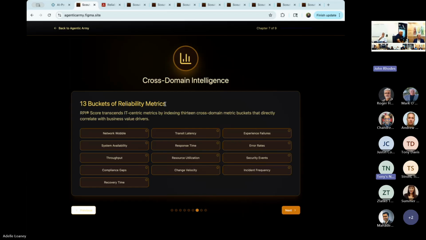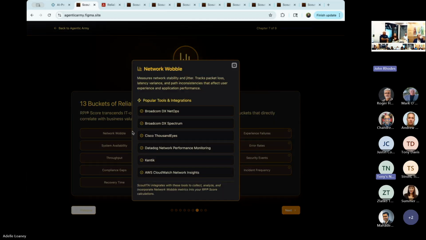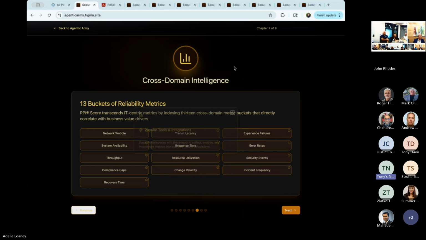Yeah, and the more input you give ScoutIT AI, the more buckets you can fill and utilize. If I click on any of these, you'll see some of the popular tools and integrations that can feed into those buckets to give you the data. Is there an IBM i agent or integration? Integration. Right now, everything's about integrations. Probably next year we'll be doing more of our own agents, but for right now it's all bringing in data from existing sources, and focusing on event intelligence with this.